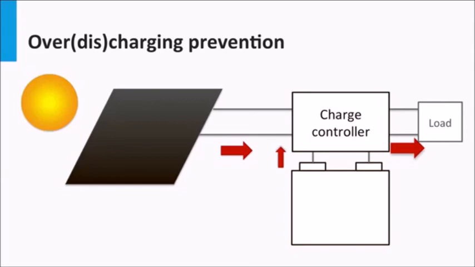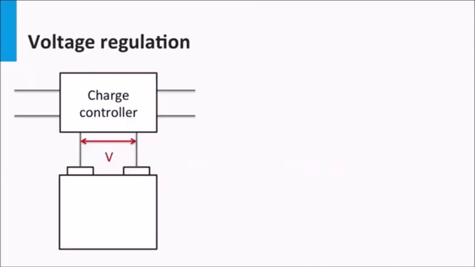The charge controller under such a case prevents over-discharge by disconnecting the battery from the load. For optimal performance, the battery voltage has to be within specified limits. The charge controller can help in maintaining an allowed voltage range so as to ensure a healthy operation.